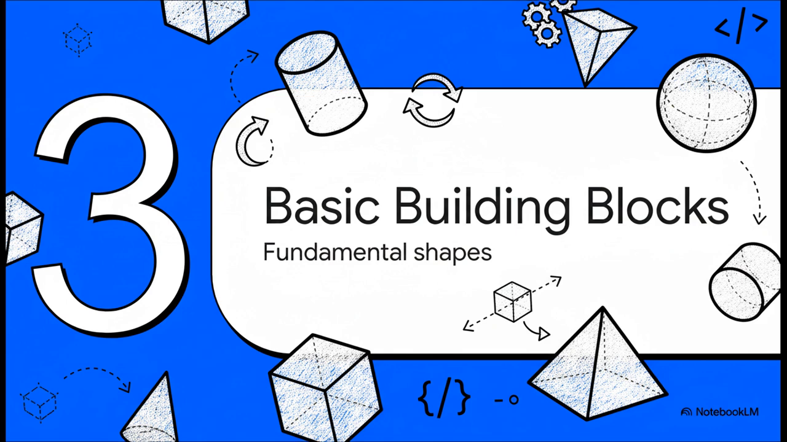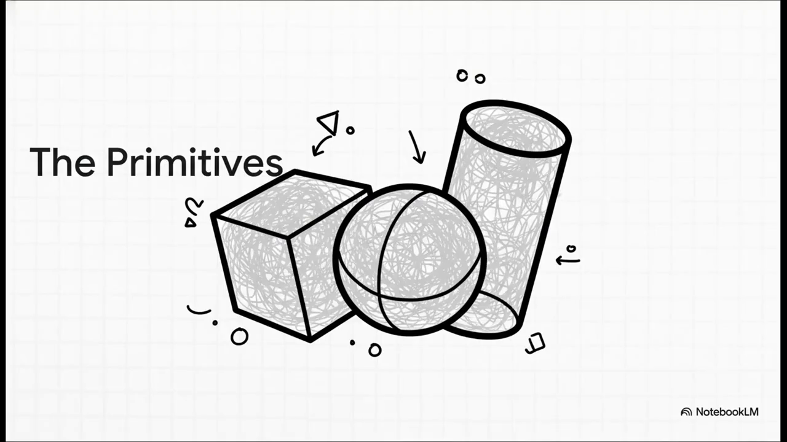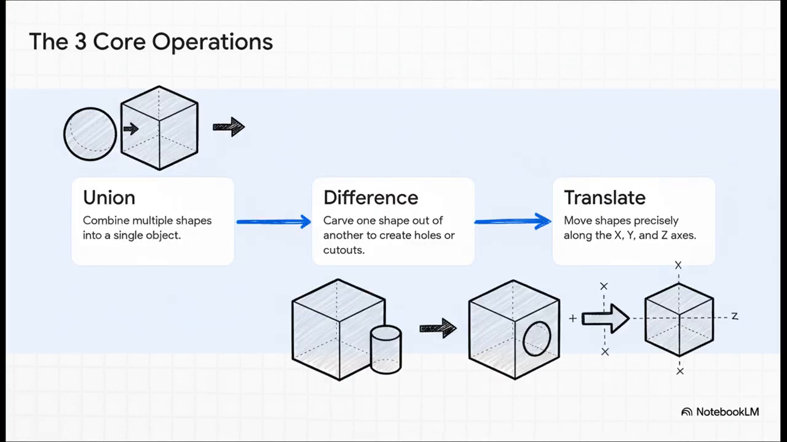All right, so how do we actually build something? Let's get into the basic building blocks. It all starts with a few fundamental shapes and the actions you can take with them. Think of these as your starting shapes, your primitives. It's your digital clay. And what's amazing is that almost anything you can dream up can be built by just combining these 3 basic forms: a cube, a sphere, and a cylinder. That's it.